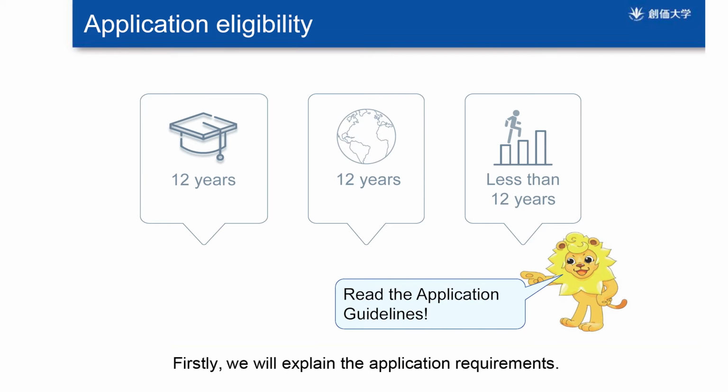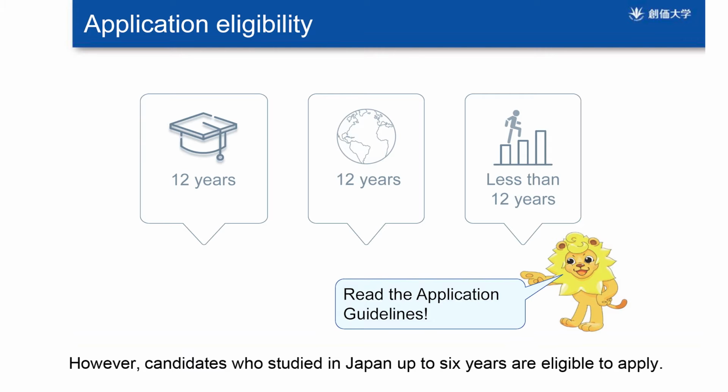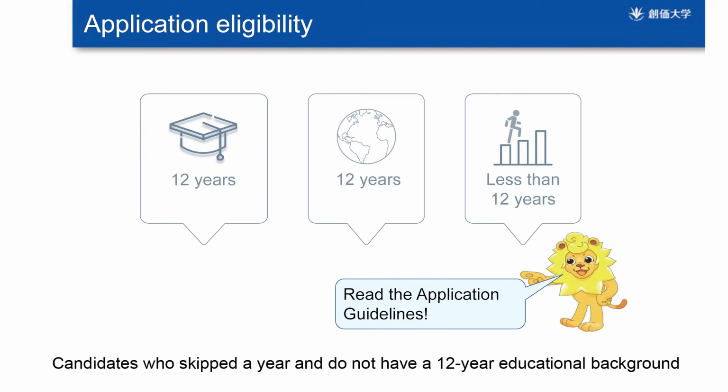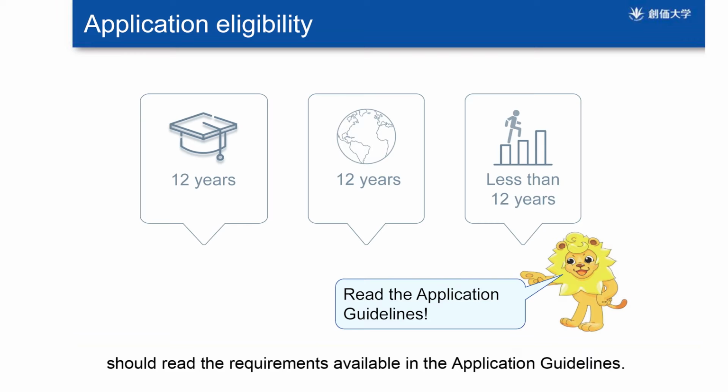Firstly, we will explain the application requirements. The main requirement is to have completed or be scheduled to complete a 12-year school education outside Japan. However, candidates who studied in Japan up to 6 years are eligible to apply. Candidates who skipped a year and do not have a 12-year educational background, or those who studied in international schools, should read the requirements available in the application guidelines. In case you have any inquiry, please contact us.